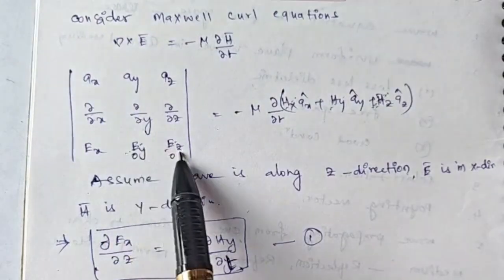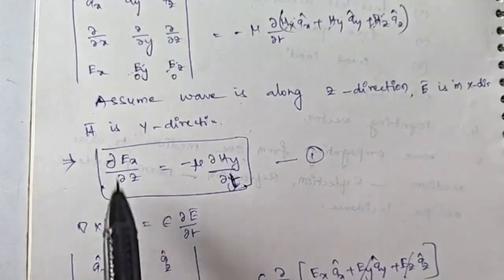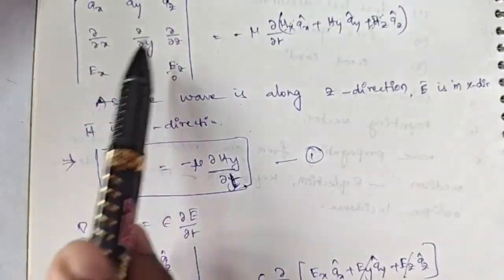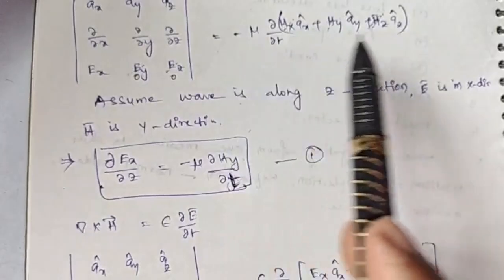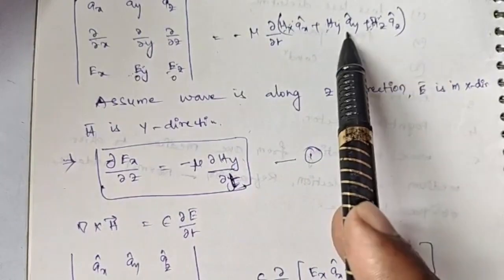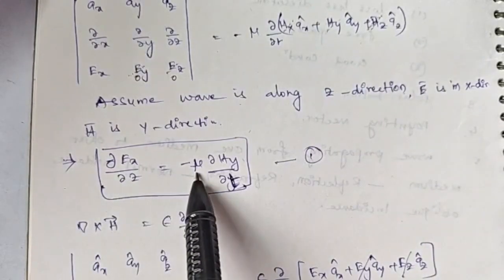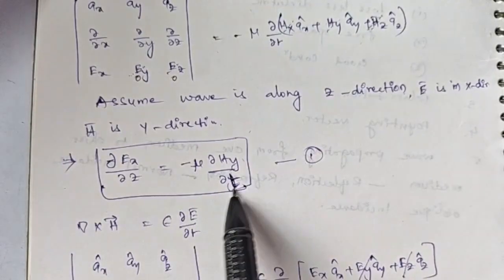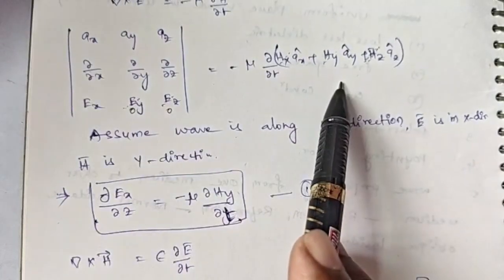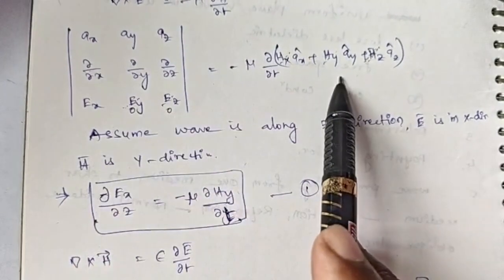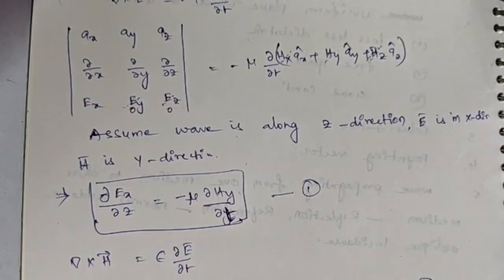So if I substitute these zeros and expand, we will get dou Ex by dou z. That means this component, if you substitute, dou Ex by dou z minus 0 equal to minus mu. Here also the Hz component is 0, and the Hy component will be there. So we will get dou Ex by dou z is equal to minus mu dou Hy by dou t. From where are we getting this? After expanding the left side term and the right side term, the left side has an ay component, and the right side also has an ay component. So equating, you will get dou Ex by dou z equal to minus mu dou Hy by dou t.